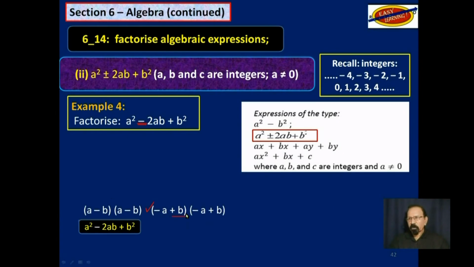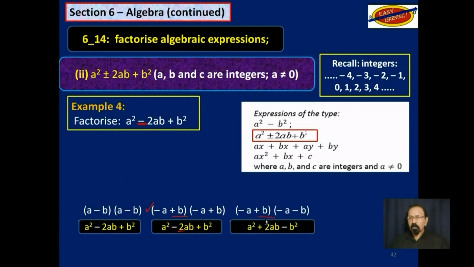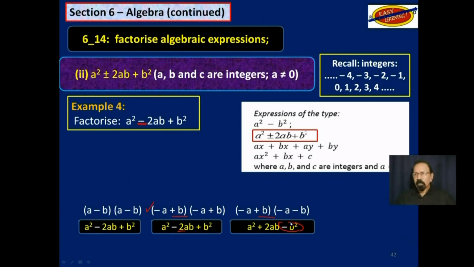Will this one work? Yes. Will this one work? No, because you have a minus b squared here, and we want a plus b squared. Will this one work? No, for two reasons. You have a minus b squared there, and you have a minus a squared here. That's not what we want. So, one out of these two here, that or that.